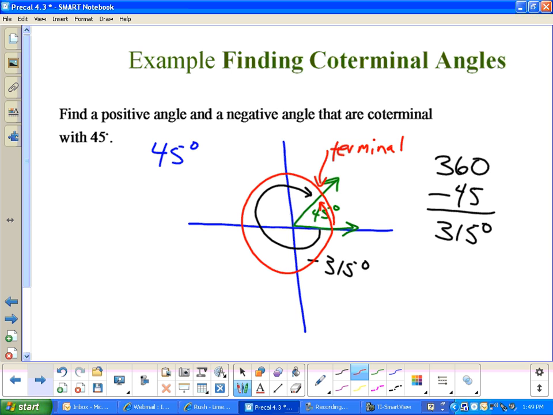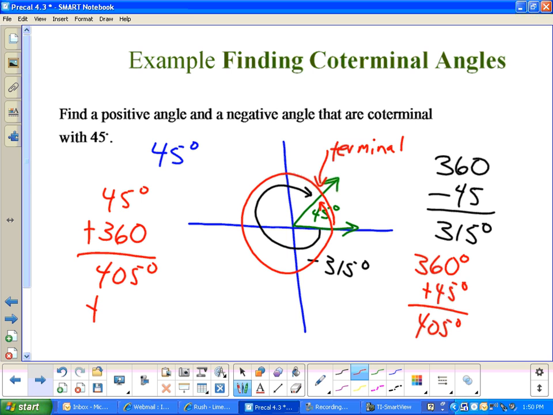360 plus 45, and I end up at 405 degrees. So, two ways to do it. I could either keep adding 360s, or really the better way to show this one is if you want to end up at 45 degrees, I can add as many 360s as I want.